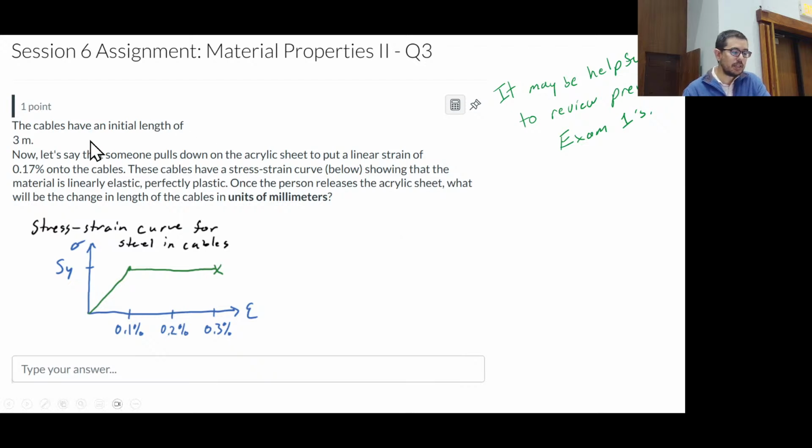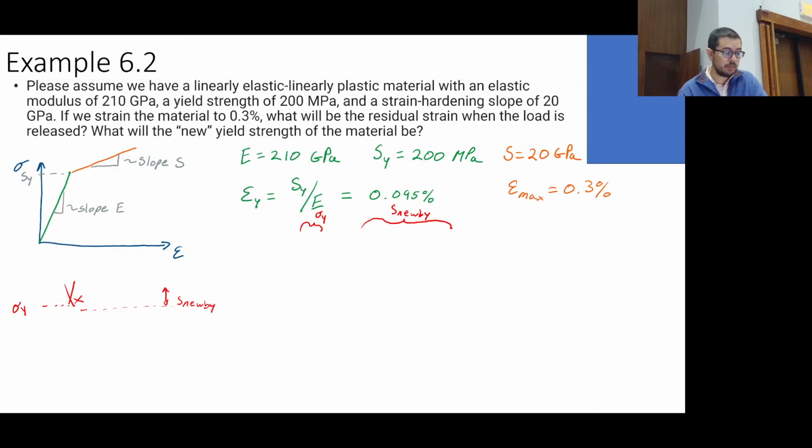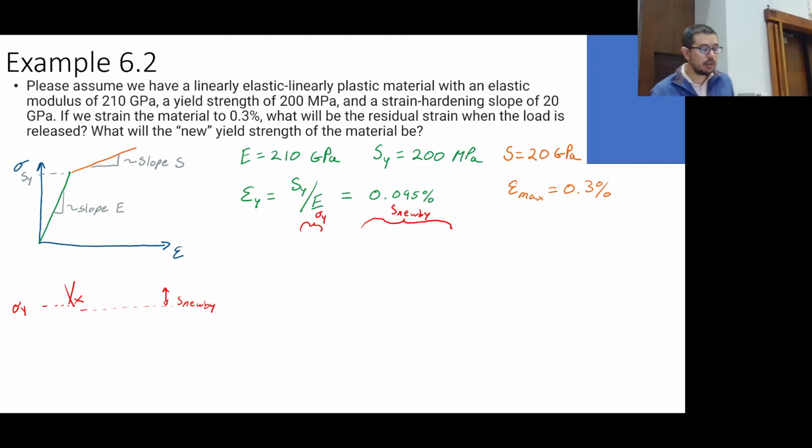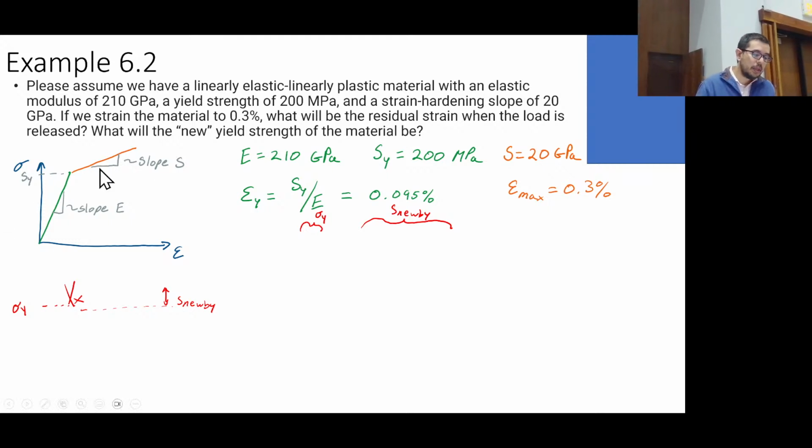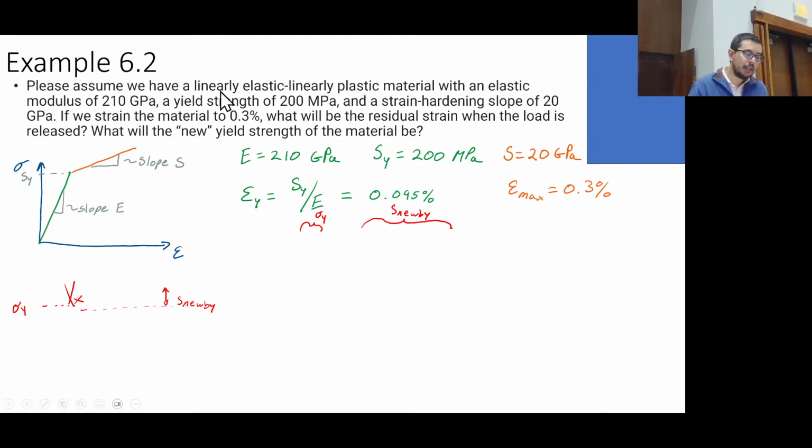This is actually from that same exam one where you had the acrylic sheet hanging on 2 cables. That's the same question, or rather another subpart of that question. Okay, so now let's do something similar with a linearly elastic, linearly plastic material. This is definitely more complicated.